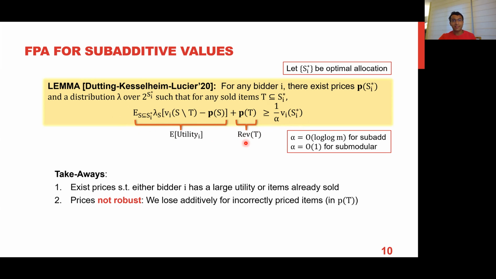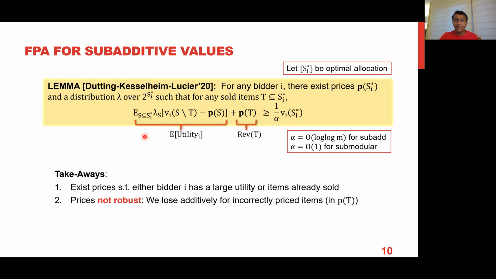Even if this is confusing, the main takeaway is that they obtain some nice prices which argue that either this bidder i has a large utility, or the items have already been sold, so you obtain a large revenue. So the sum of the utility and the revenue is comparable to the total optimal allocation, up to this approximation factor alpha, which is log m for subadditive.